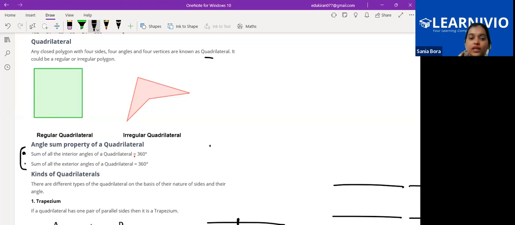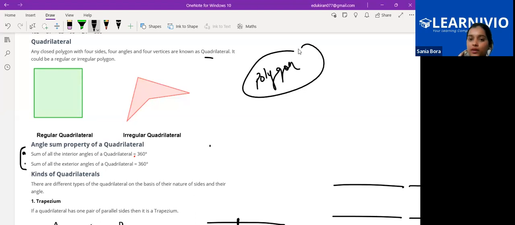Ma'am, polygon means any number of sides, right? Yes, it can be any number. For example, if I say 5 sides, it will become a pentagon. So under polygon, all these shapes come. A polygon can have n number of sides, and according to the sides, you will name it. Everybody will write it down till here, and then we'll discuss the kinds of quadrilateral.